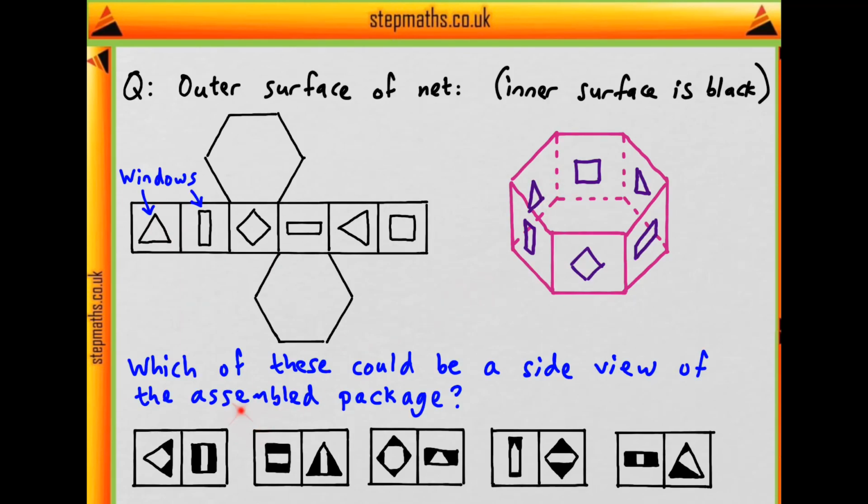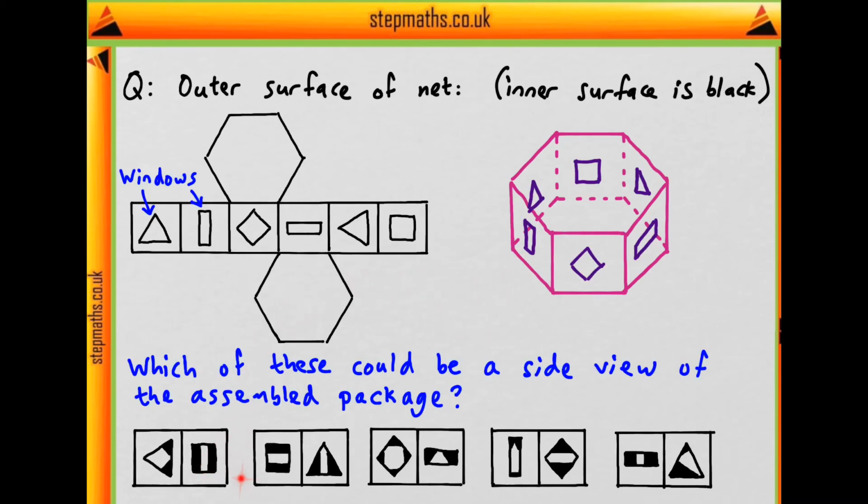Now, it might not be obvious where these images come from. So we've got the windows that we have here, but they've got this black fill in parts of them. And where does that come from? So we're told that the inner surface is black. So if this is a side view, then we're looking through two of the windows, and we're seeing through two more at the back. But the bits that we can't see through are black because we're seeing the inside of the package.